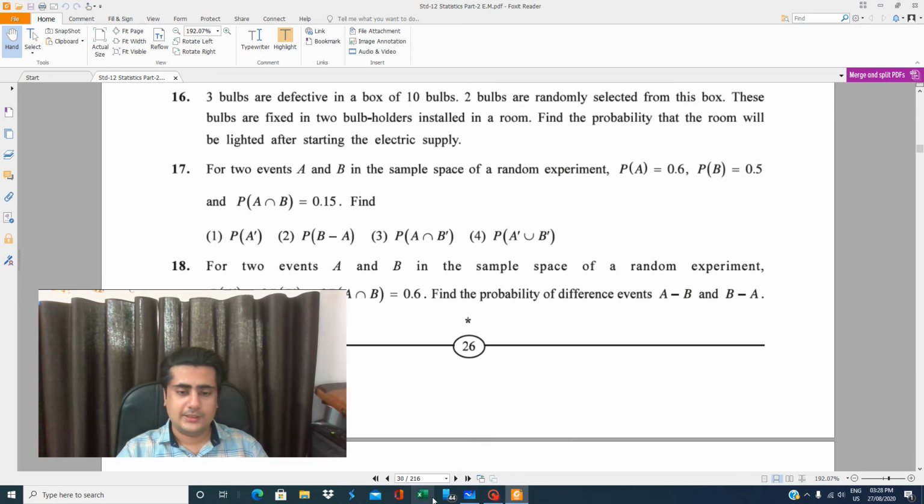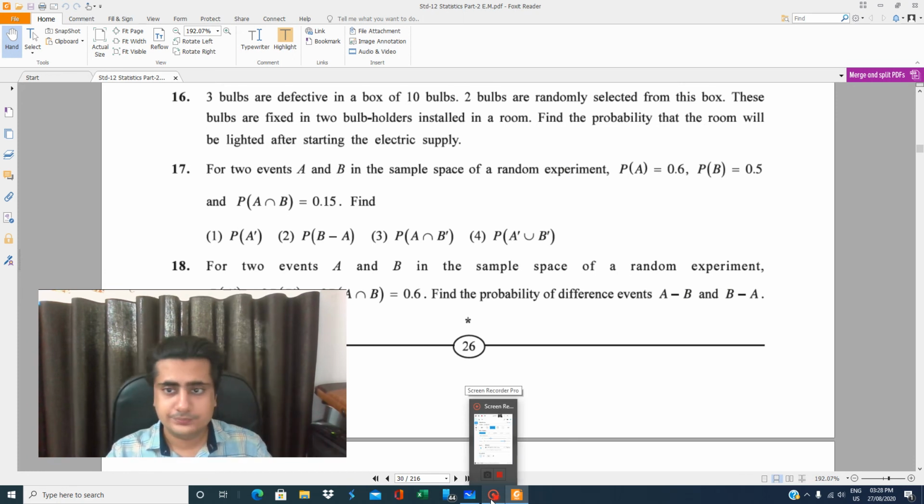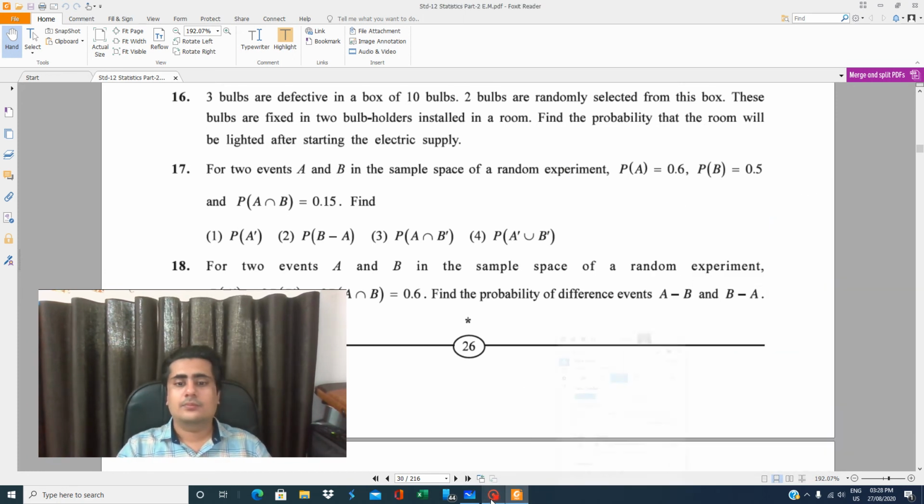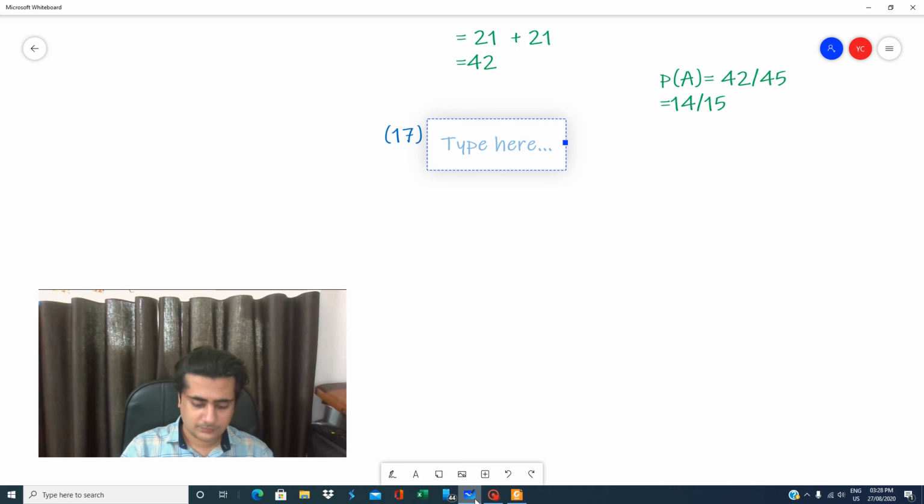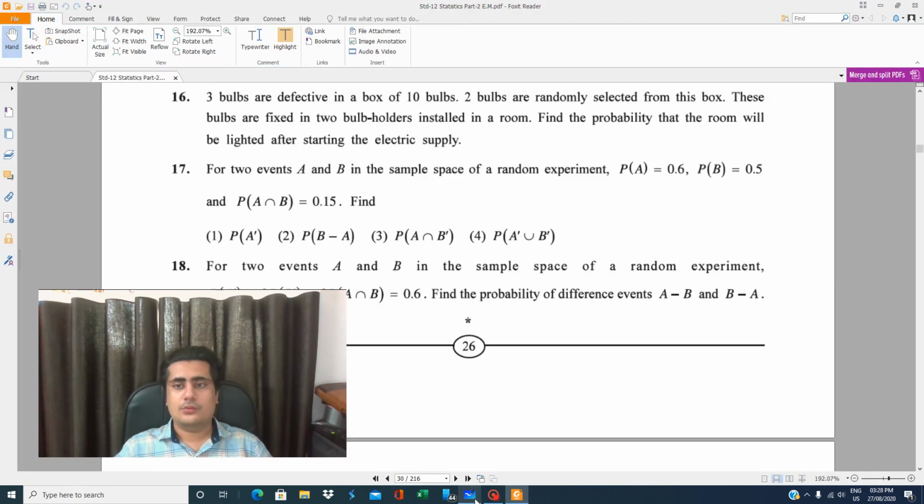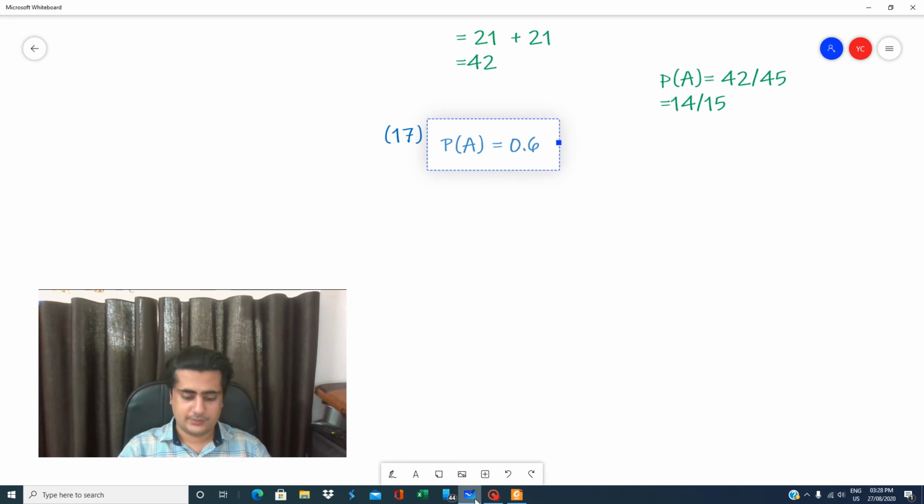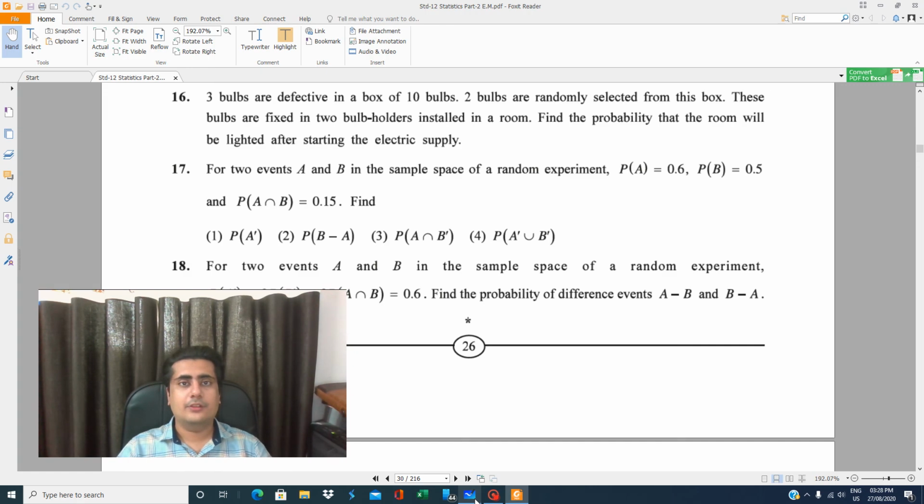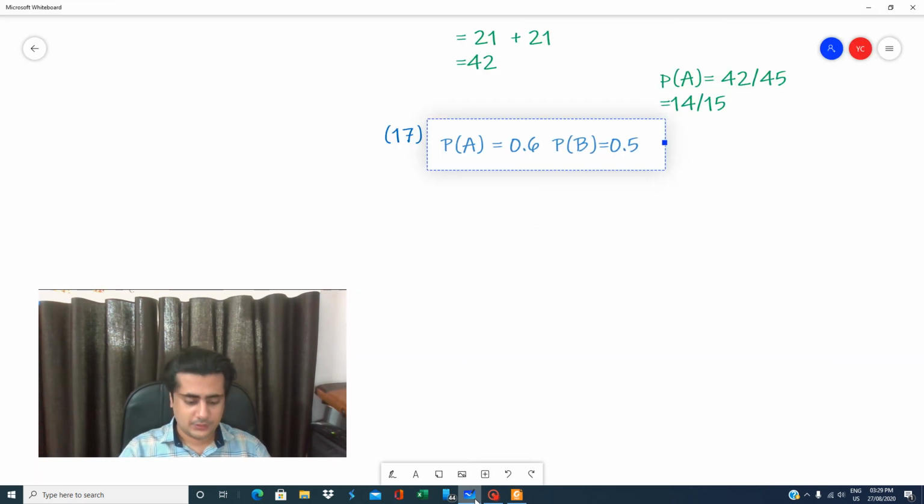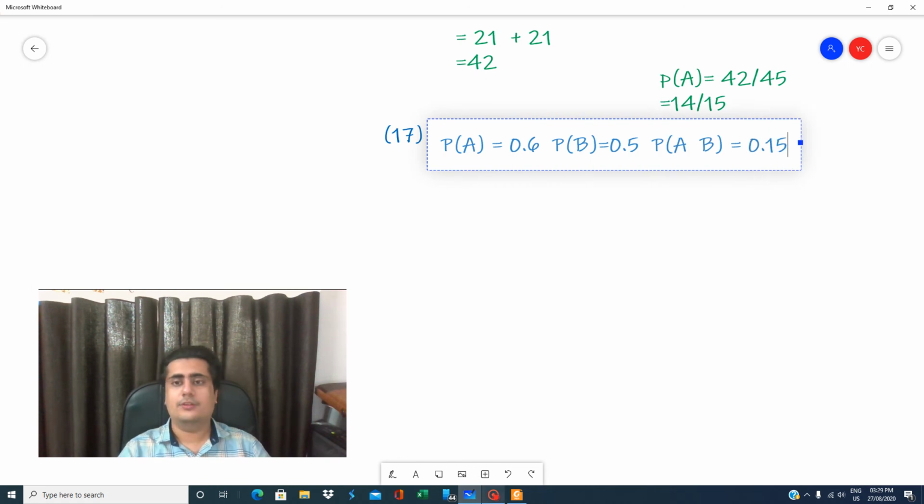Let us write the question then. P of A is equal to 0.6. P of B is equal to 0.5. P of A intersection B is 0.15.